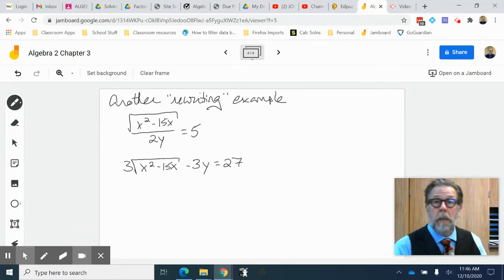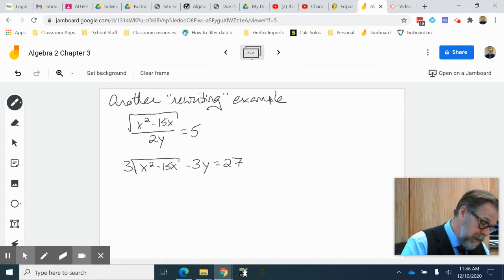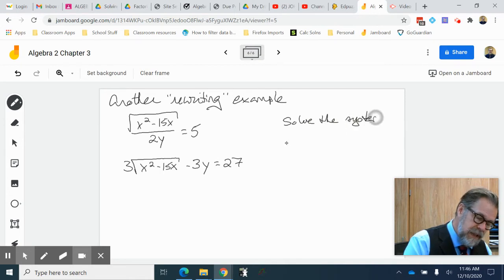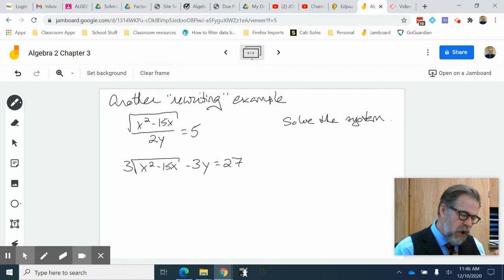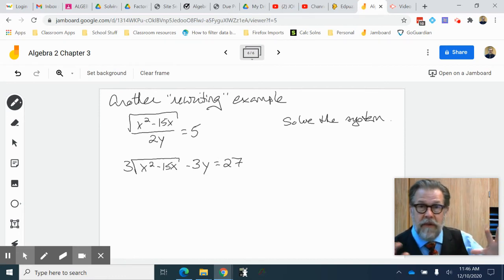Okay, back with one more example of how to solve a complicated problem using rewriting. And I love this example because this is a system of equations, and the problem is solve the system. Well, this is ridiculous. This is an insane system of equations. There's all sorts of stuff going on everywhere.